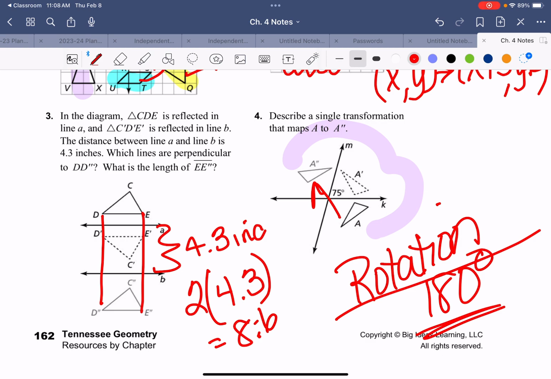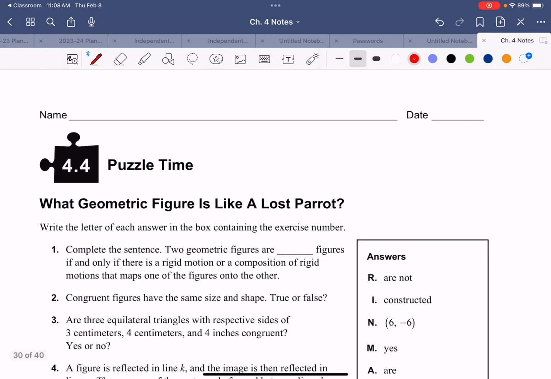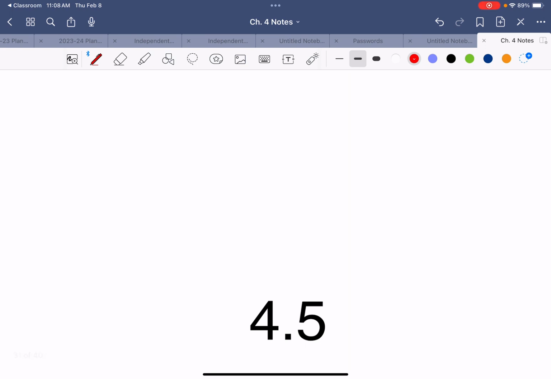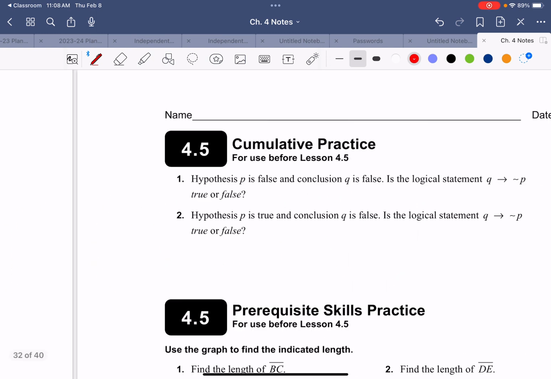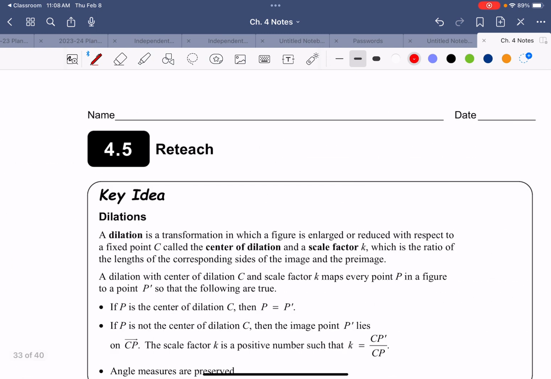180-degree rotation. And that's 4. Woohoo! Yay! Now we're going to 4.5. Gotta love it. Ready? Okay.